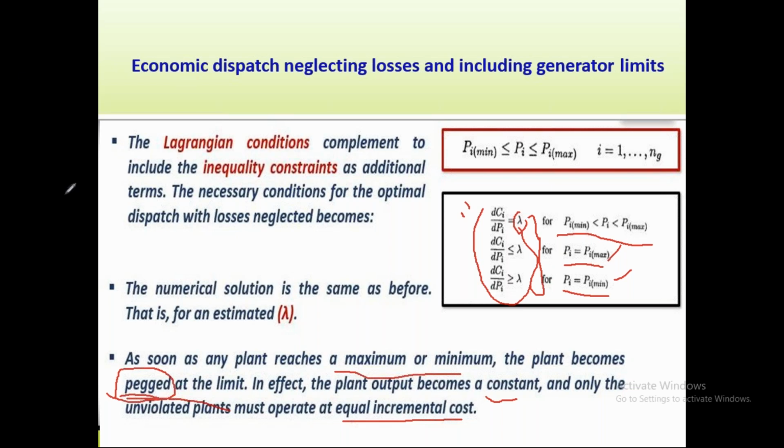Every plant has to be considered with its generating limits. Then only can we finalize the performance of each unit. If there are no generating limits, we cannot say whether the unit is working properly or not. If it has generating limits, then we can determine whether the particular unit should generate the power within the limits or not. If it is not within the limits, you have to follow these three conditions. Just note this condition.